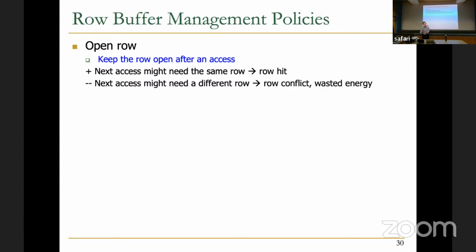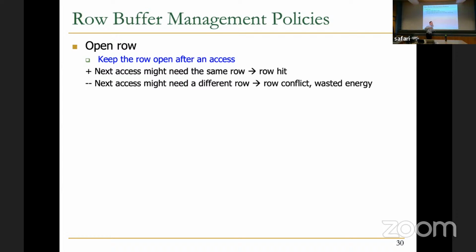This anticipates that the next access may need the same row, and this becomes a row hit, so that's good. But if the next access needs a different row, now what happened is by keeping the row open, you caused a row conflict and wasted energy. You could have actually closed the row right away after you did the first access. The question is, do you know what's going to happen in the future? You may not know, right?